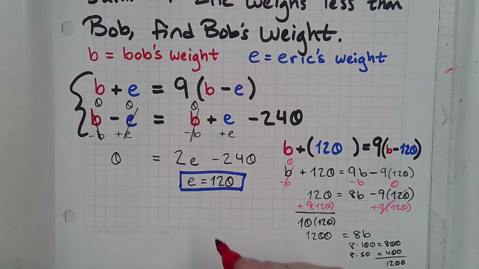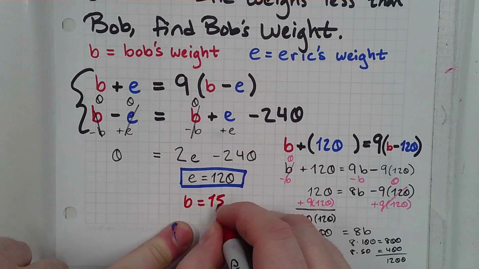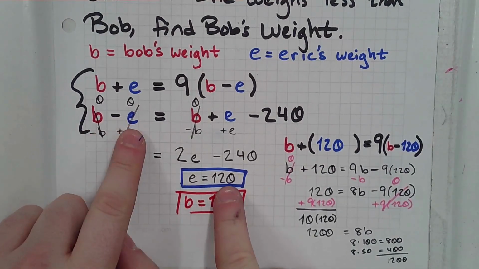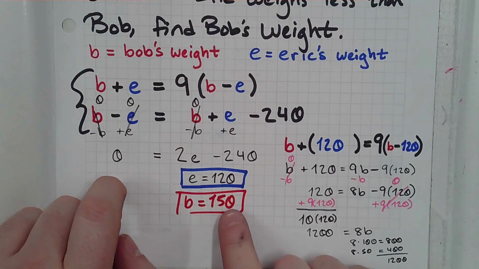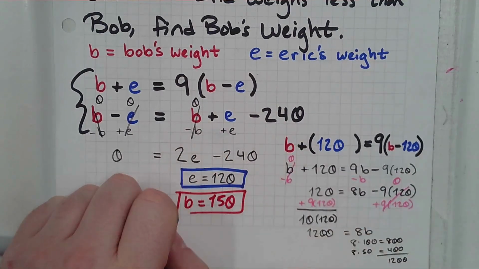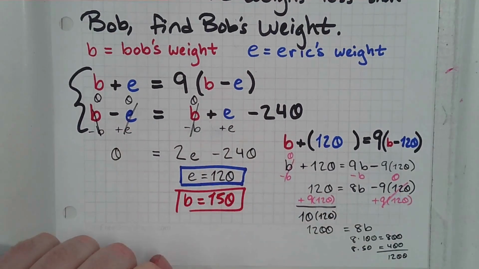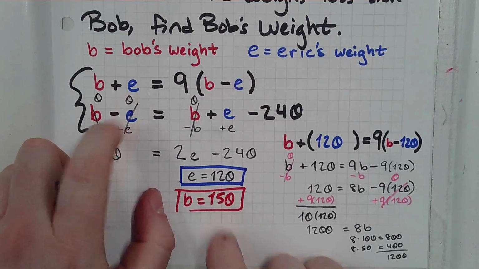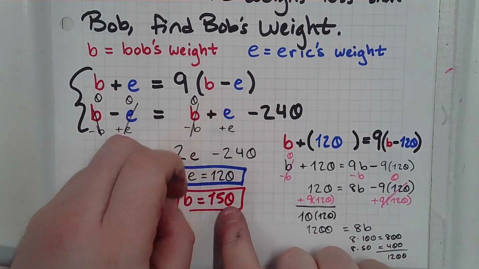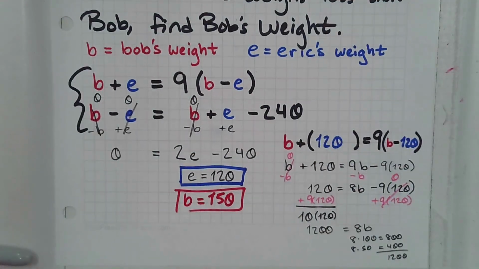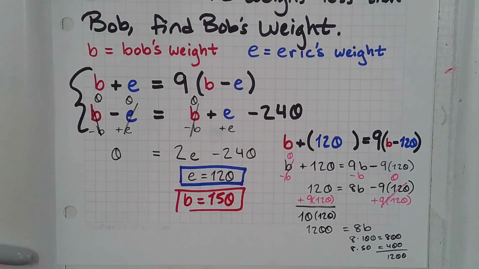And we can check those answers in the original problem. And if we do that, we'll get the right answer. Looks like 150 minus 120 is 30, right? And this is adding them together and subtracting 240. Well, you get 270, so minus 240 is 30, so that works for this. Here we get 270, and if we take 30, which is what the difference is between these, and times it by 9, we also get 270. So yep, this is the solution for Bob and Eric's weight.